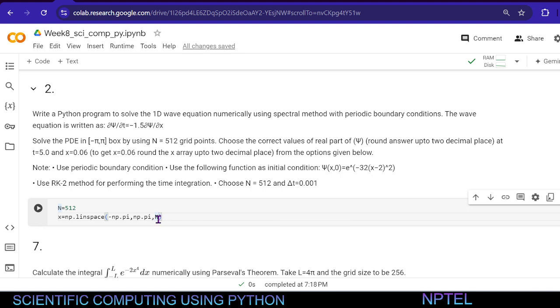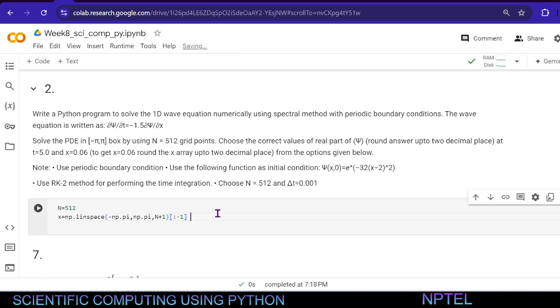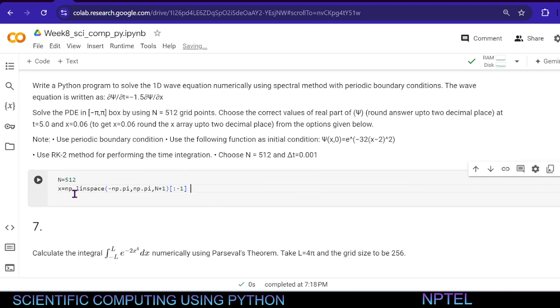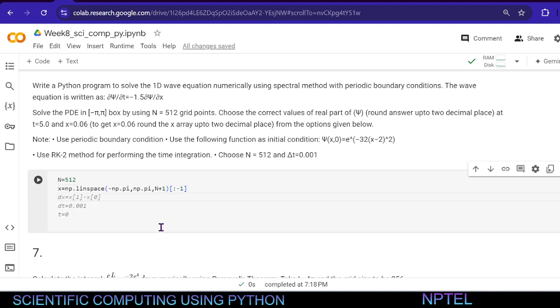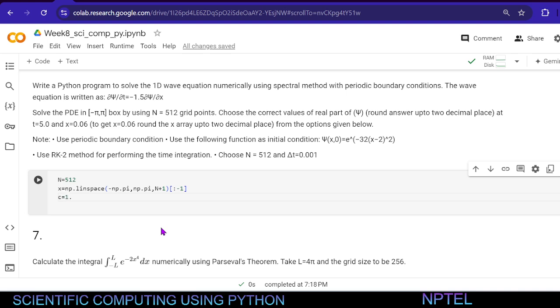So what we can do is, there are two ways to do it. One is make this N plus 1 and then take only the first N. So remove the last one. The other way to do is using endpoint. So you say np.linspace from minus pi to pi, N, and then just say endpoint is equal to False. So it does not take the last one. But I think this is a desi way, but you can see it, right? What's happening. Okay.